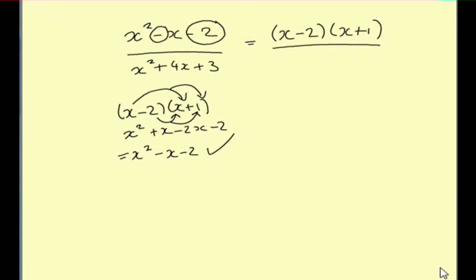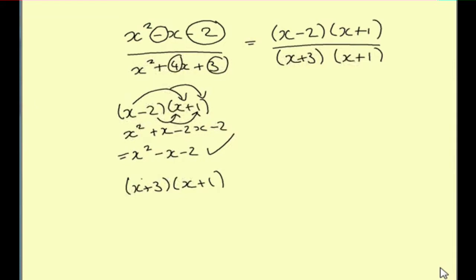So we now need to factorise the bottom, so we need to think of two numbers that multiply together to get 3 and add together to get 4, so that's just going to be 3 and 1. Again, at this point it's a good idea to expand to test to make sure you get back to what you started with. So x times x is x squared, x times 1 is just x, 3 times x is 3x, and then 3 times 1 is 3. So we end up with x squared plus 4x plus 3. So yeah, we factorised it correctly.